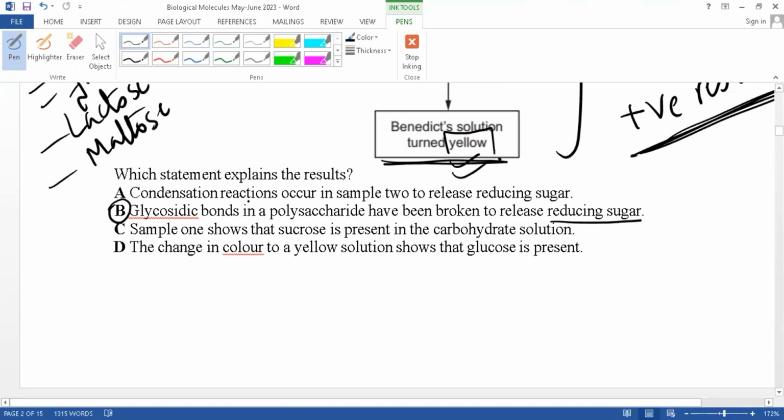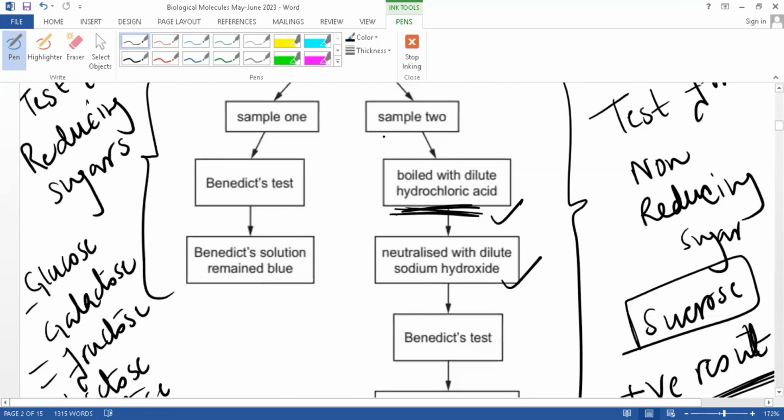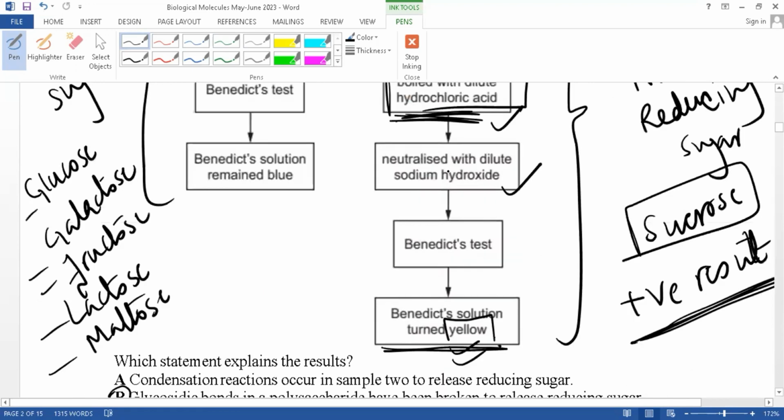So this is the correct option. A condensation reaction takes place when two monosaccharides join to make up a disaccharide, and here nothing is being joined. It's a catabolic reaction in which the polysaccharides are broken at this level because of the HCl.